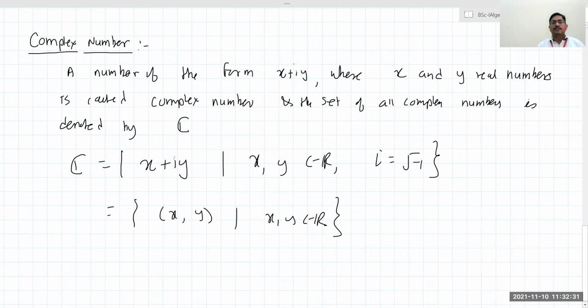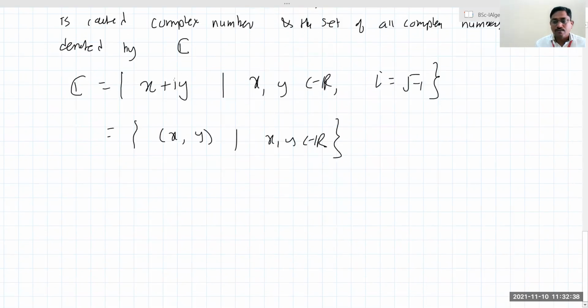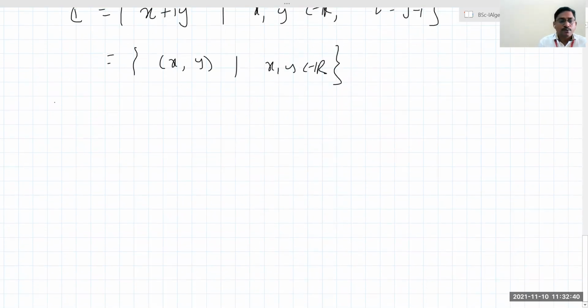And there is another representation of complex number that is called polar form of complex number. So I will explain how this polar form comes into the picture. Before that, I have to explain the Argand diagram, and the addition and subtraction of these. Okay, the scientist Argand represented this complex number geometrically in two-dimensional space.